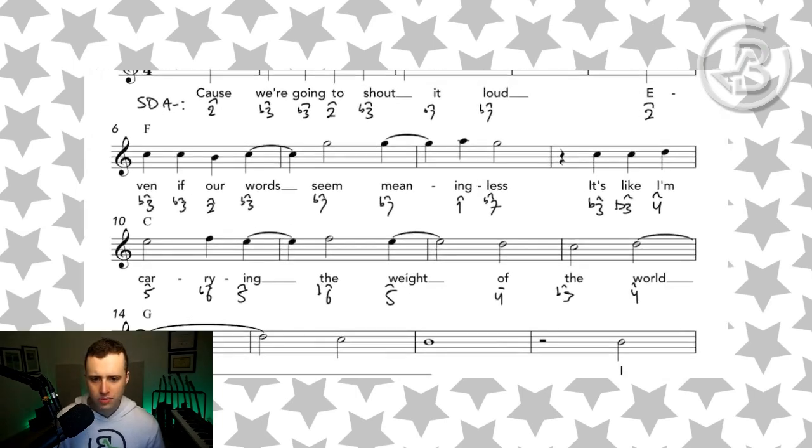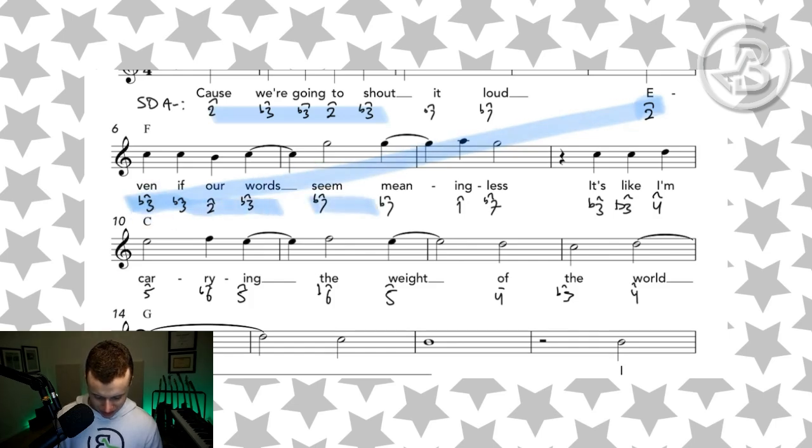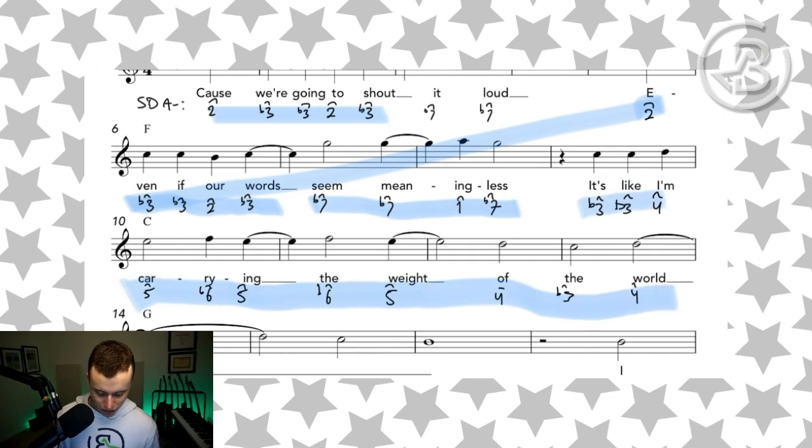So let's take a look at this melody. The interesting thing to notice here is how we're alternating back and forth between scale degrees that are next to each other in the A natural minor scale, going 2, 3, 3, 2, 3. That's up here. 2, 3, 3, 2, 3. And then we have 2, 3, 3, 2, 3. Then we have 7, 7, 1, 7. Ooh. Then we have 3, 3, 4. Then we have 5, 6, 5, 6, 5, 4, 3, 4.